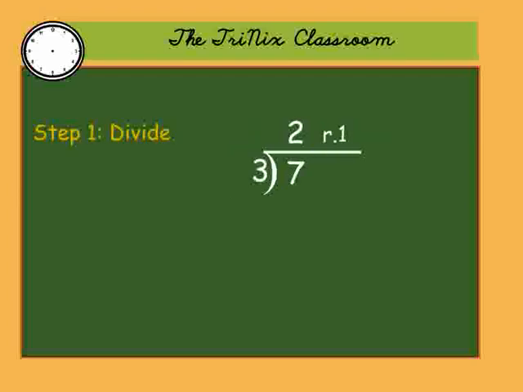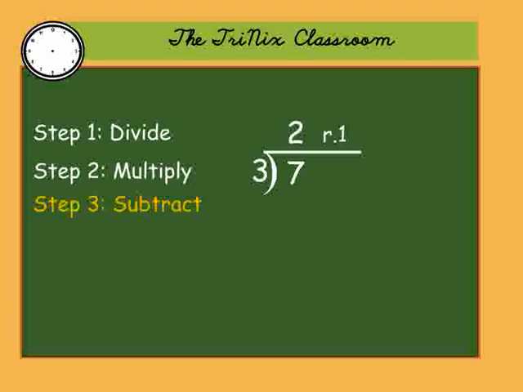There are 3 steps to solving our long division problem. Step 1, divide. Step 2, multiply. And step 3, subtract. Let's start with step 1, divide.